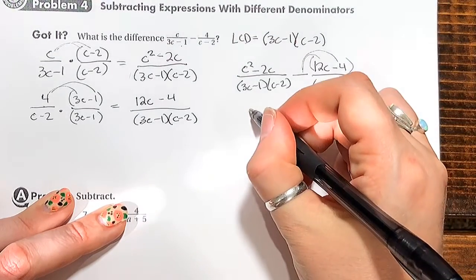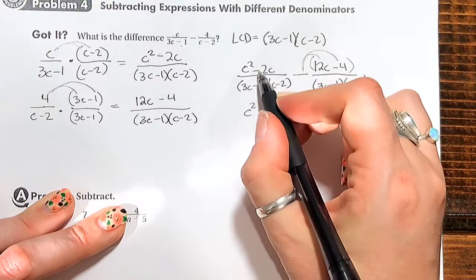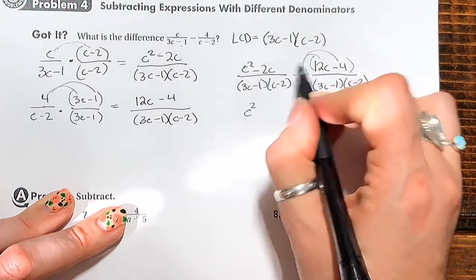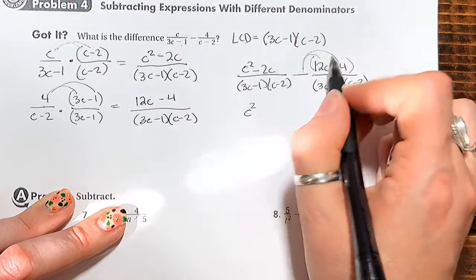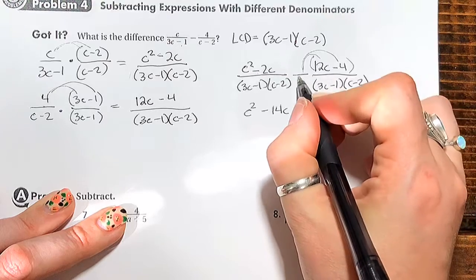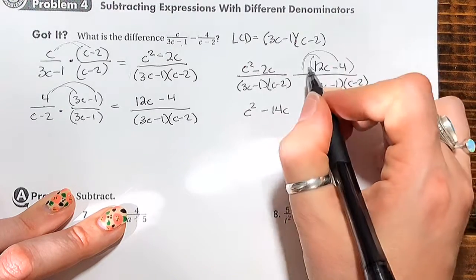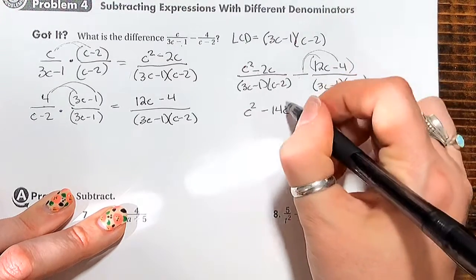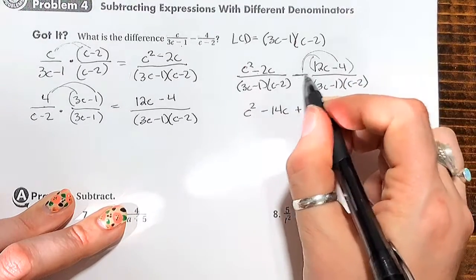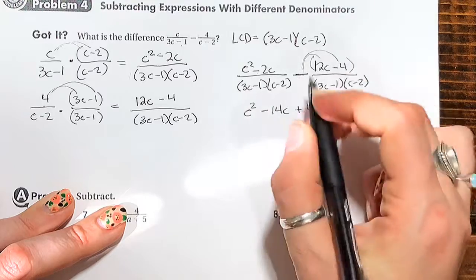So that in the numerator, I have c squared, then I have negative 2c subtract 12c, which is going to be a negative 14c. Then we're also subtracting a negative 4. So when I subtract that negative, it's going to turn to a positive 4. So careful with that negative that you're getting your signs correct.